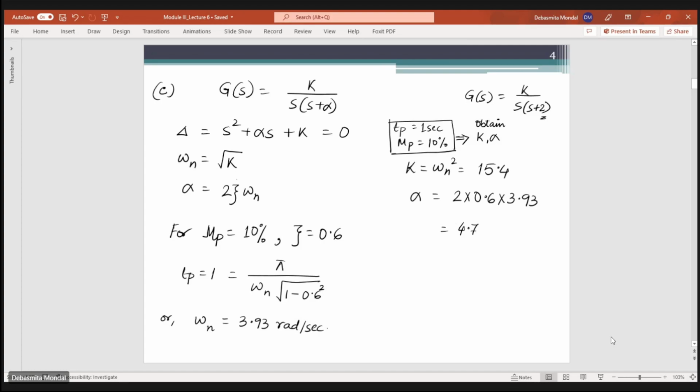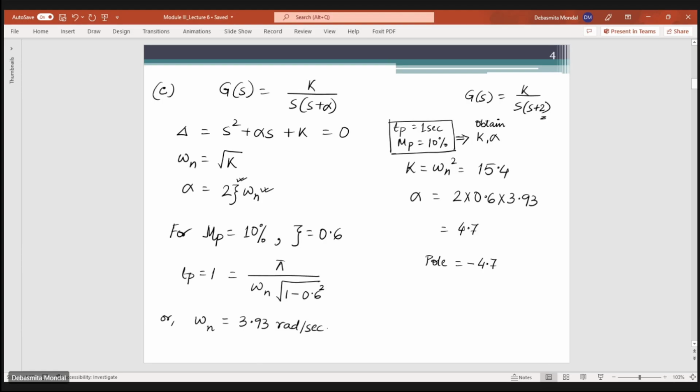So zeta is 0.6, and omega n is known to you, so you can find the corresponding value of alpha. So if the gain of the system is 15.4 and you keep the pole at S equals minus 4.7, under these two conditions the given specifications will be satisfied. So you have to design your system in such a way.